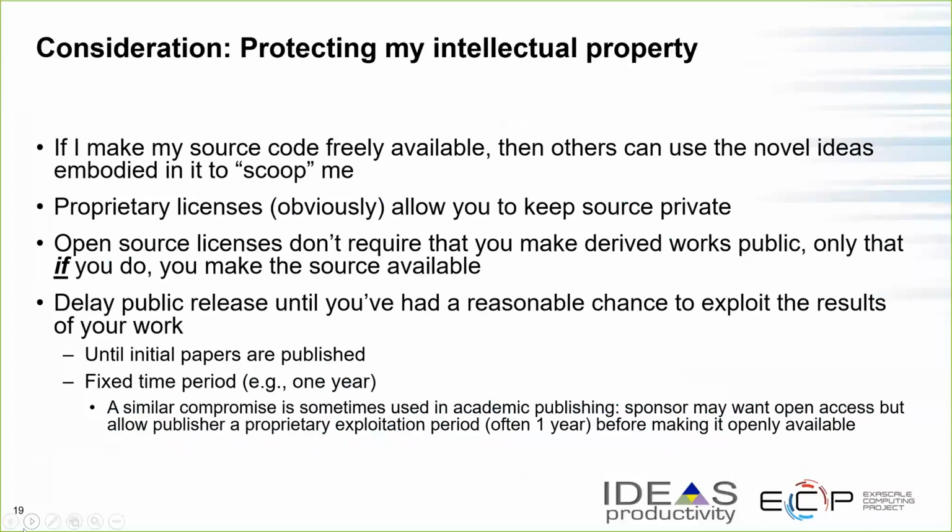Another thing to do would be to consider a fixed time period. Say, I'm going to delay putting this out for one year. This is something that happens in academic publishing. Sometimes a sponsor wants open access, but a for-profit publisher needs to be able to make some money off of this, so they compromise on a proprietary exploitation period where the publisher has sole rights, maybe for about a year, and then it goes into some open repository for the paper. You could do similar things with code as well. Okay.